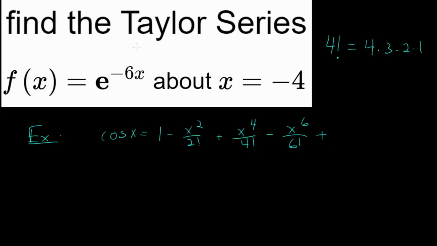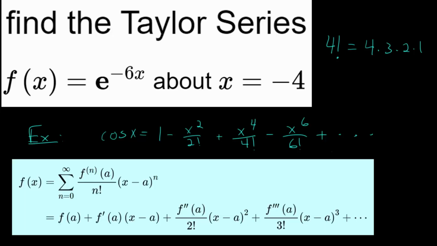So we need to find a Taylor series representation for this function f of x, this e to the minus 6x, about this x value of -4. And to do this, let me first paste in the formula for the Taylor series. We won't derive it in this video, so I will just show you how to use it.